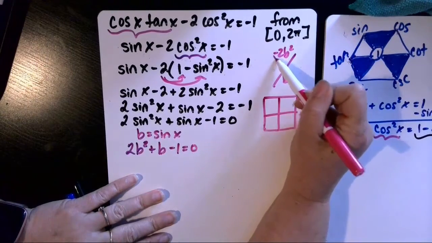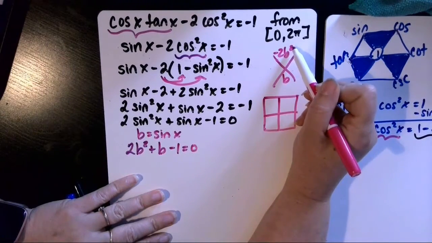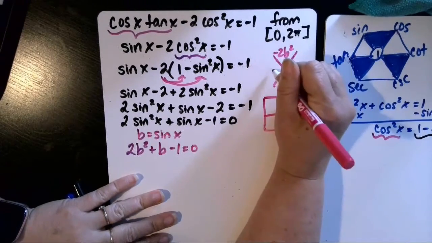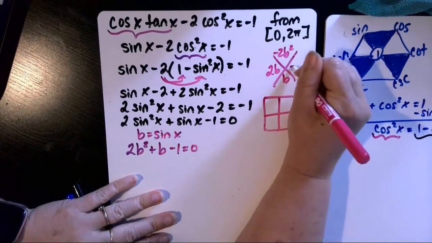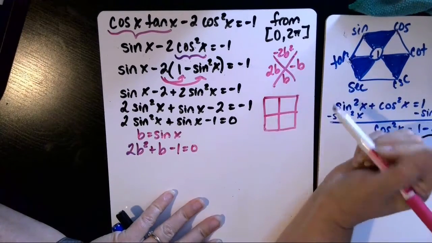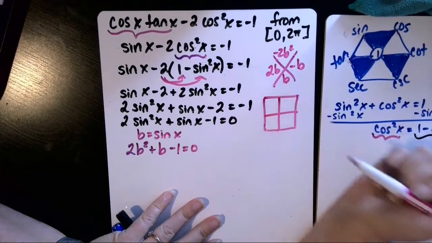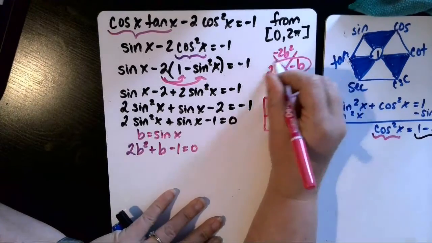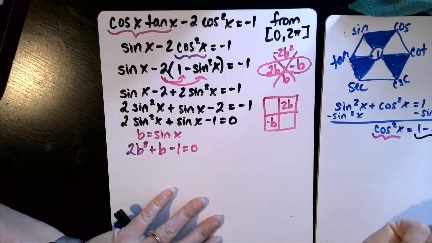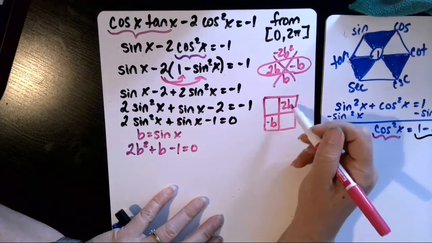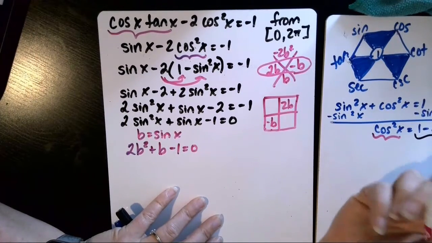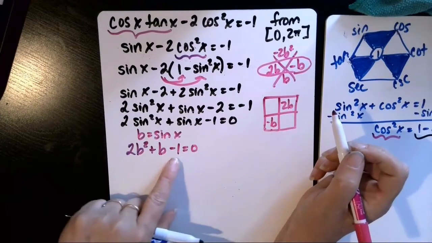And then you ask yourself what are the factors of negative 2b squared on the top that add to equal this b on the bottom. And that would be a 2b times a negative b. 2b times negative b is negative 2b squared, but 2b plus negative b is b on the bottom. And these factors are going to go into the box like this. They're interchangeable, so you could have put the 2b in the bottom and the negative b on the top. Either way is fine.